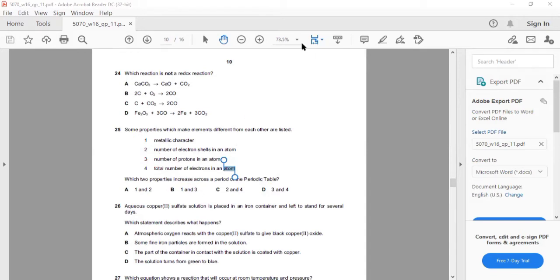Question 26. Aqueous copper sulfate solution is placed in an iron container and left to stand for several days. This is a displacement reaction. Iron plus copper sulfate: iron will displace copper. So this will be the answer. The part of the container in contact with the solution is coated with copper because copper is being produced.